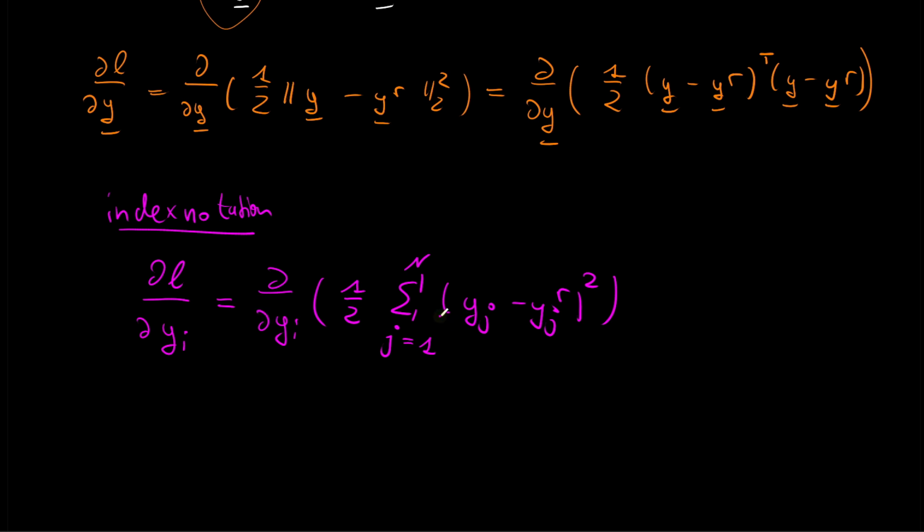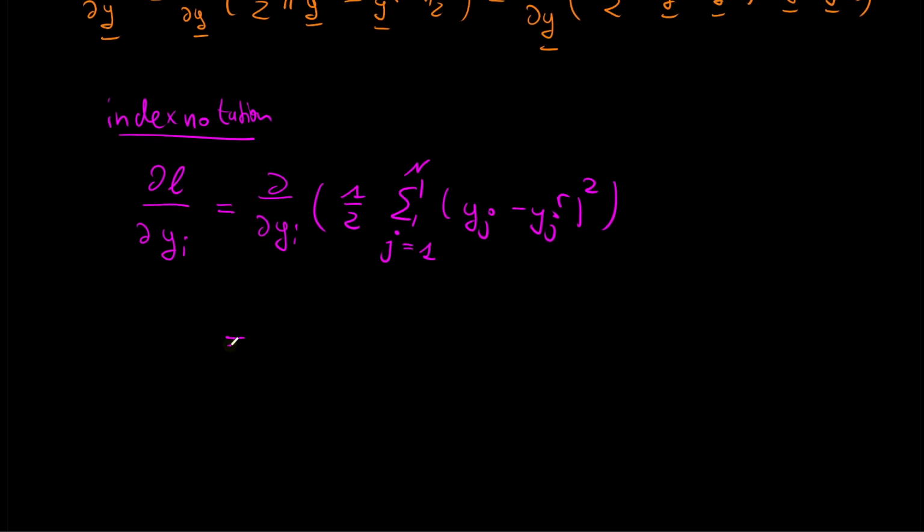Okay, let's propagate this derivative operator into that. So first, it propagates over the 1/2, it is just a factor. Then it also propagates over the summation symbol, because differentiation and summation are both linear operations, so we can swap their orders. And as such, we will get 1/2 times the summation from j equals 1 to n of the derivative with respect to yi on that expression, which was (yj minus yj reference) in brackets squared.